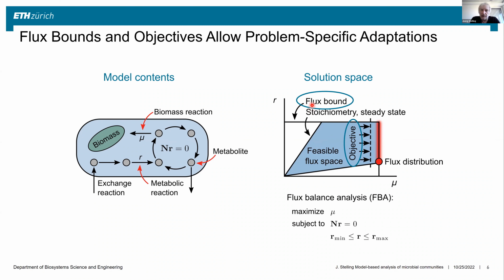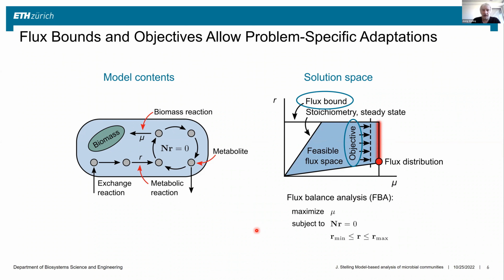So on the one hand, bounds on the fluxes, for instance, by reaction reversibilities, and then assumptions on objectives. Like in flux balance analysis here, we try to maximize growth subject to all the other constraints, such as the stoichiometry. So these are the two handles that allow us to adapt this framework to specific problems.